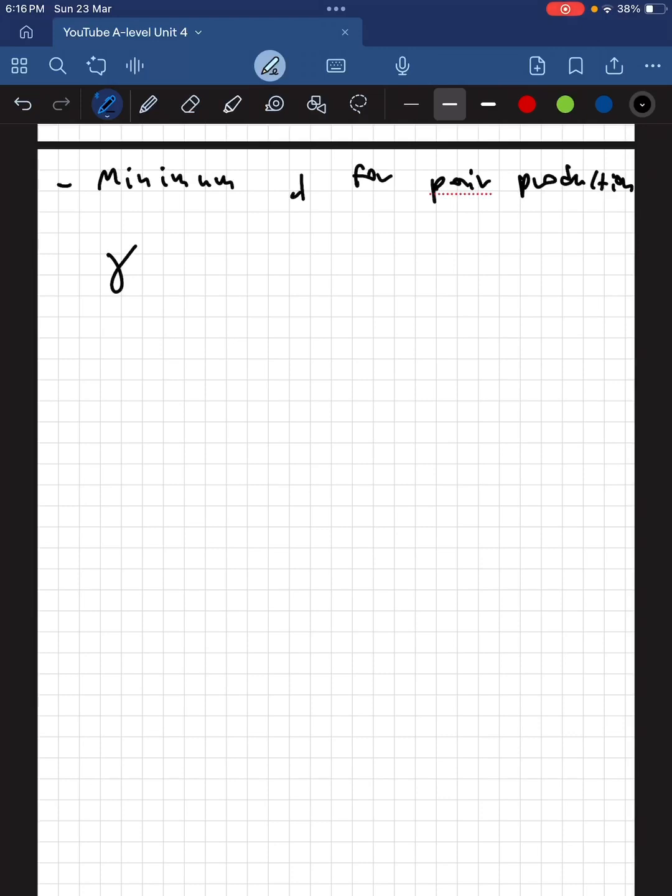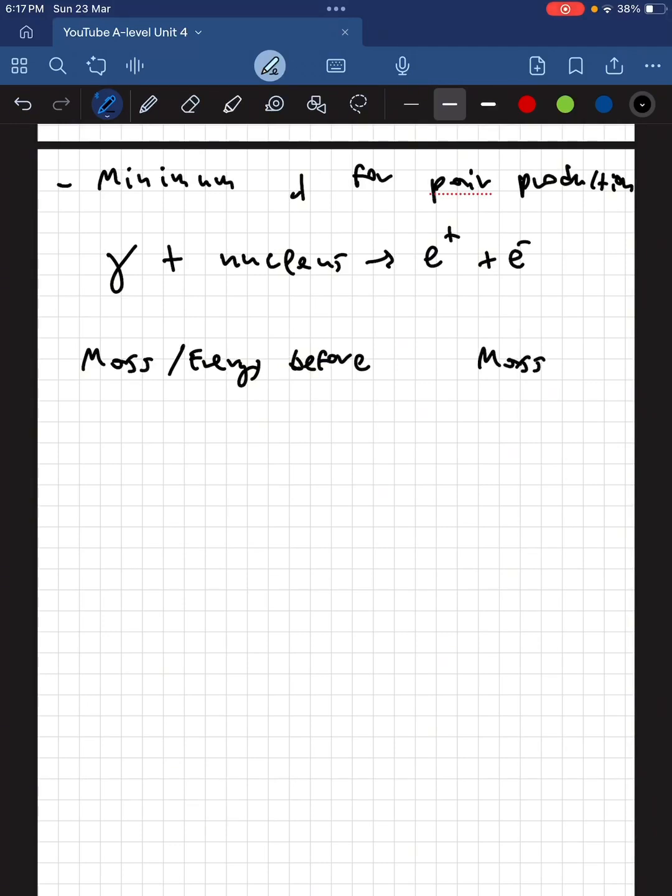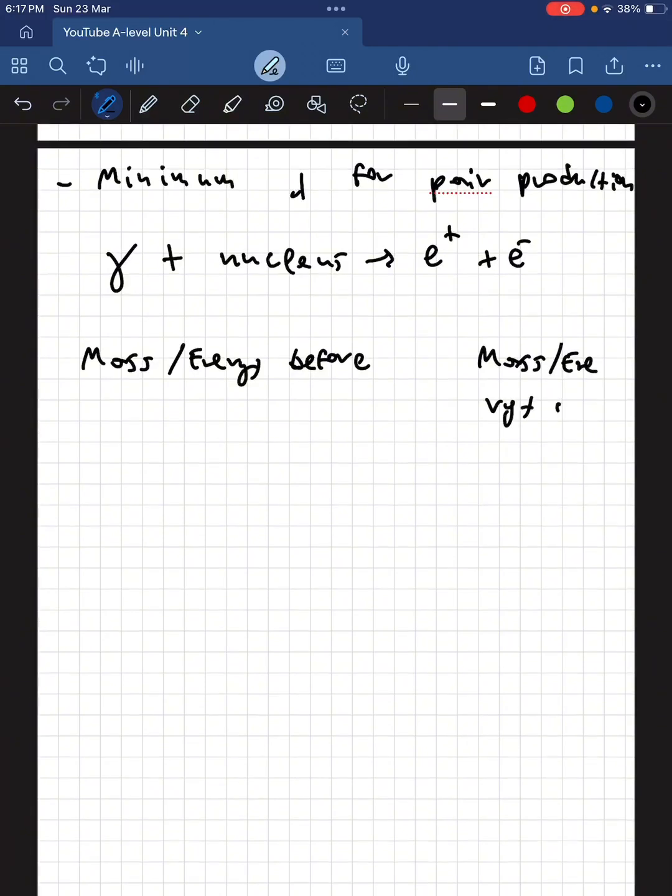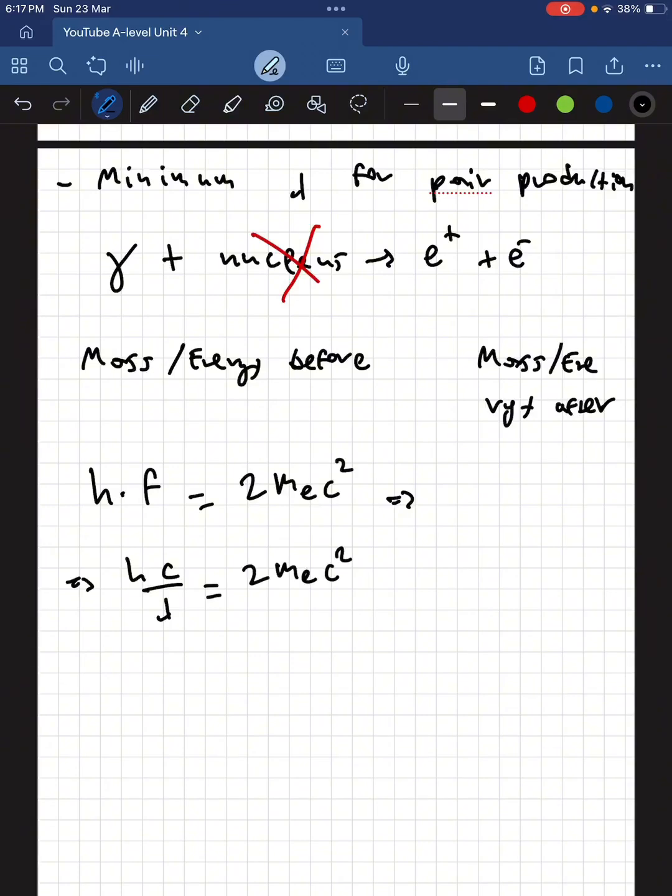So in pair production, we have a gamma plus nucleus producing a positron and an electron. Okay, so what is the energy? So mass energy before should be equal to the mass energy after, okay? And for a moment, we will pretend that the nucleus does not exist in this equation, so it doesn't play a role. So we will have that the mass energy before is h times the frequency of the photon, and after we have 2 times the rest mass of one electron, assuming that the pair production produces an electron and a positron at rest, okay? So hc over lambda is equal to 2 times the mass of the electron times c squared.